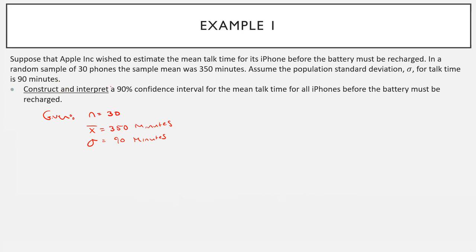Let's construct and interpret a 90% confidence interval for the mean talk time of iPhones before the battery must be charged. Okay, so we're going to construct it using the graphing calculator.